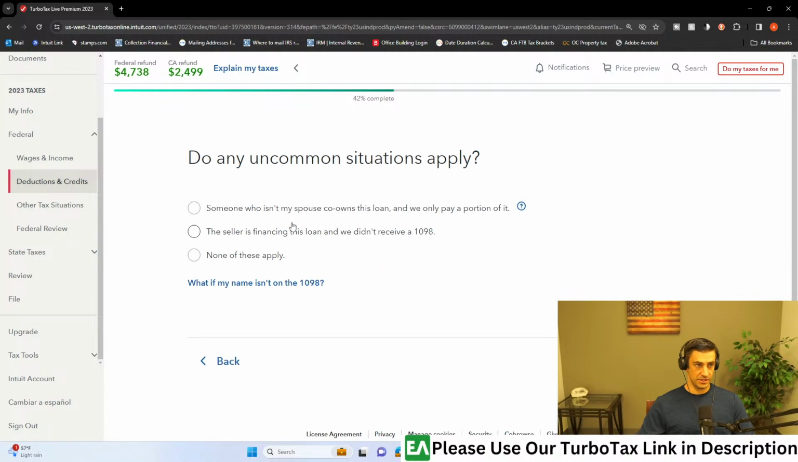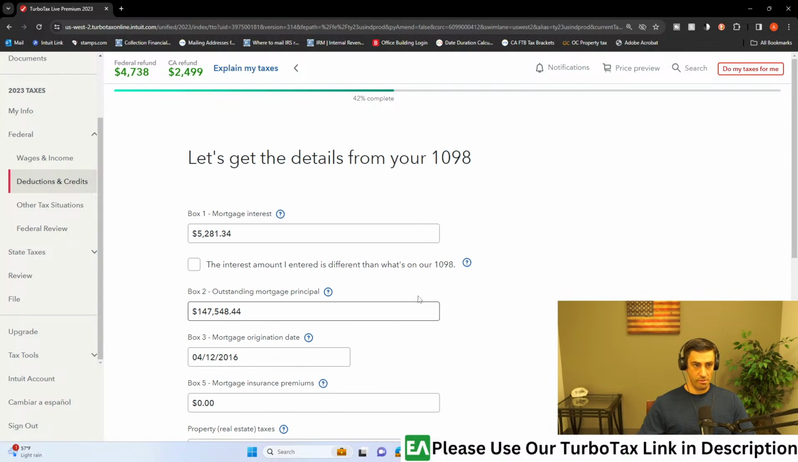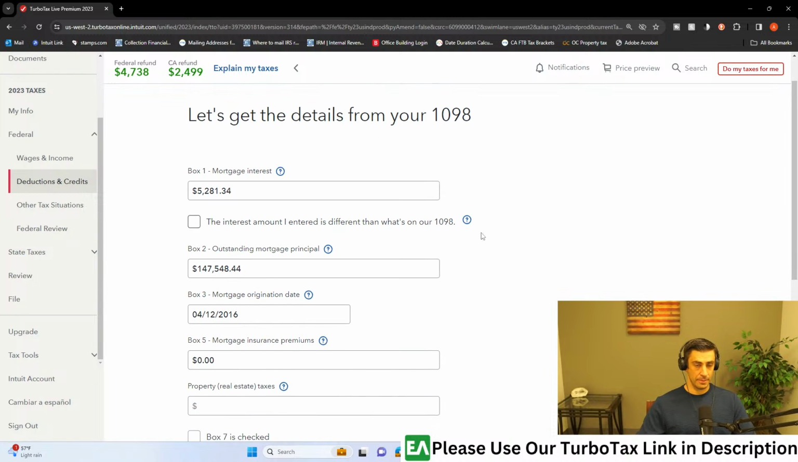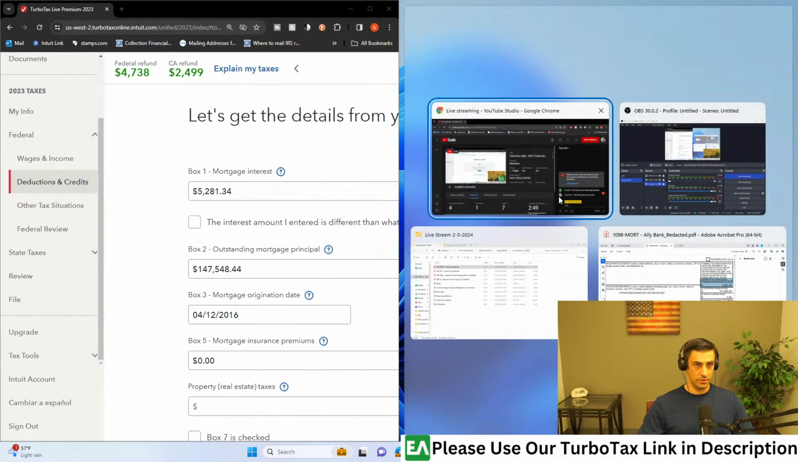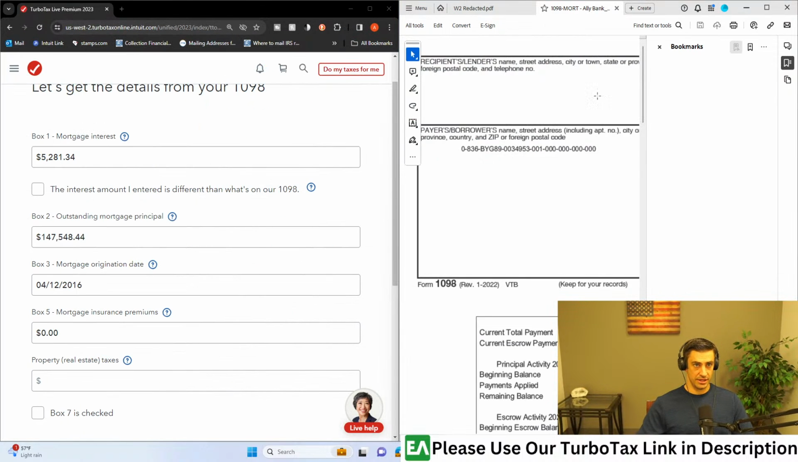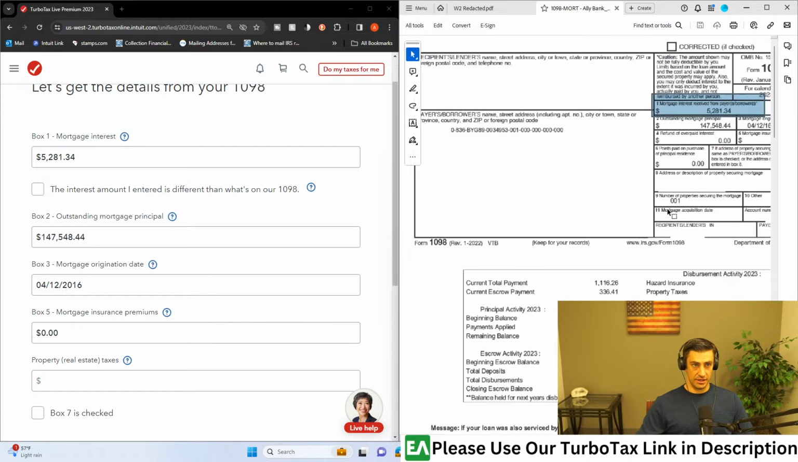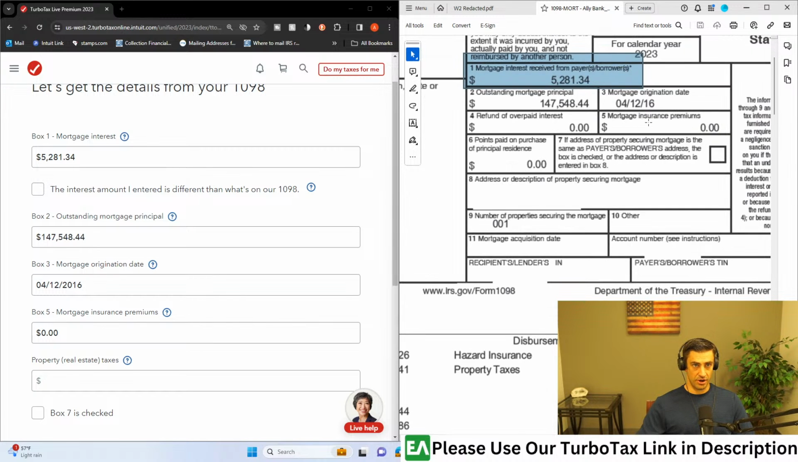Okay, any uncommon situations apply? My spouse co-owns this loan. No, the seller is fine. I'm going to just say none of these apply. This is my loan here. Okay. And look at that. Let's take a look. We got to double check that everything is entered in properly.